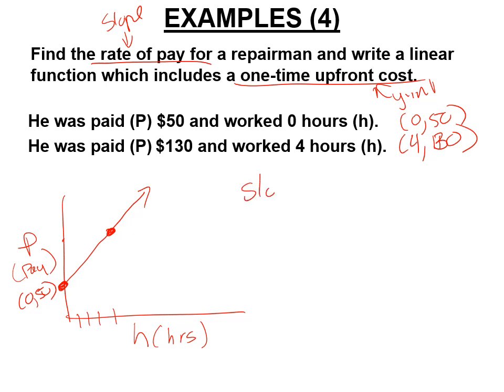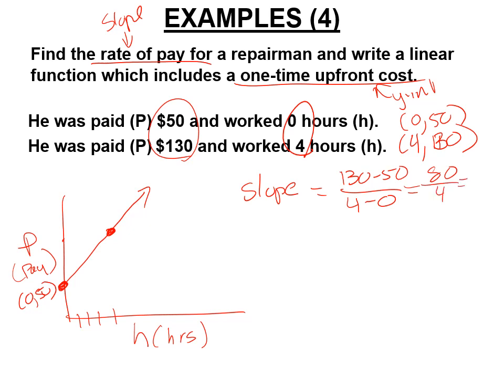So how do you find the slope? You subtract for the numerator what would be the y. So 130 minus 50. You have to go in the same order. And for the run, you subtract what would be the x's. So 130 minus 50 is 80. 4 minus 0 is 4. 80 divided by 4. 20 is our slope. What does that mean? Yeah, he's getting paid $20 per hour. Okay, so he's getting paid $20 per hour.